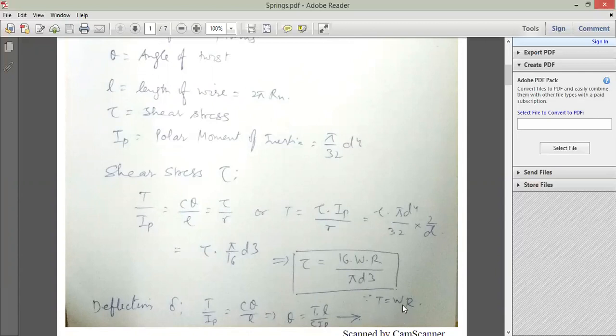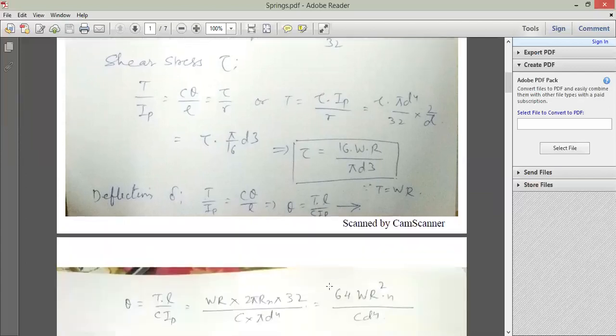Now if we substitute the value of T here, again clubbing the first and second parts, T by IP equals C theta by L. So theta equals T into L divided by IP into C. Keeping theta on one side and taking all other parameters on the other side, theta equals TL by C IP.